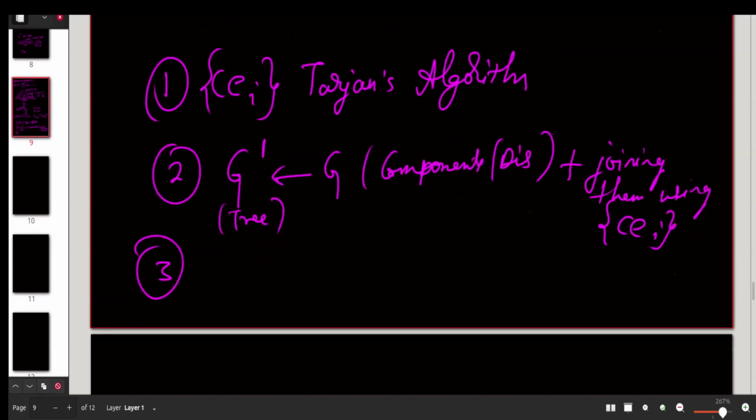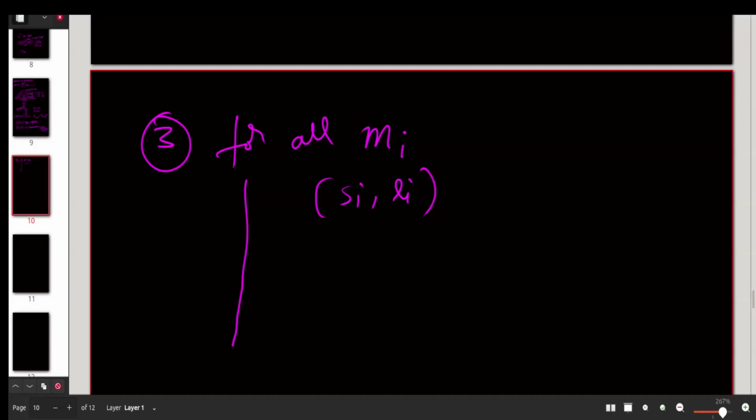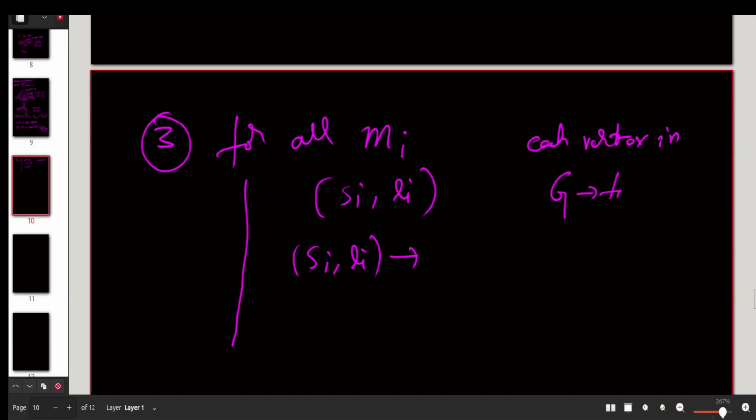Let me write the third step down. What is the third step? For all merchants MI, we have SI and LI. From the graph that is formed in the second step, G prime, you give SI, LI, and in step 2, while forming the graph, you can use an unordered set or some other data structure to map each vertex in graph G to its component in graph G prime. I will dry run it on the example in order to help you understand. So it will be clear when I dry run the example.